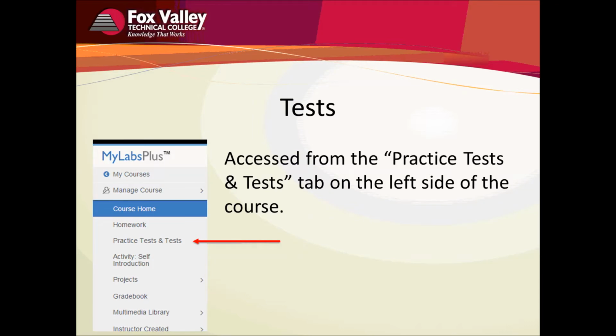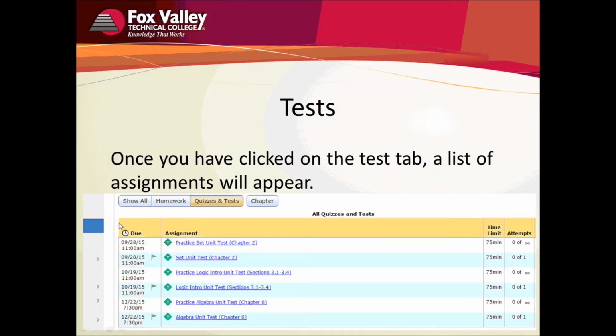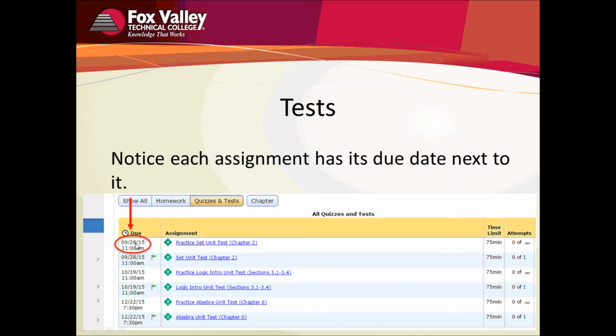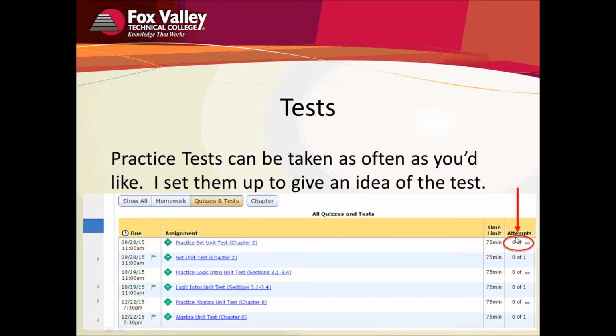To do tests, you're going to go to the practice tests and test area from your main course menu in your course. Once you click on that, it's going to bring up the list of tests. Notice that we've got the due dates in here. Those are the dates that you are shooting for to get the test done by. Practice tests, you can take as many times as you want. And they're set up very similar to the test. They cover similar material in a similar order. So if you are used to the material on the practice test, you will be used to the material that's on the test.